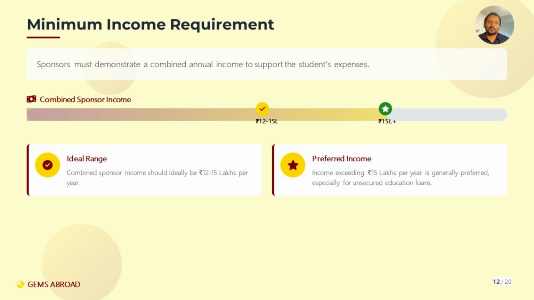This requirement ensures that your sponsors have sustainable financial capacity throughout your education period, not just a temporary accumulation of funds. Remember that universities and immigration officials analyze income trends over time. Sudden income increases just before application raise suspicion, while consistent income documentation over several years strengthens your case.